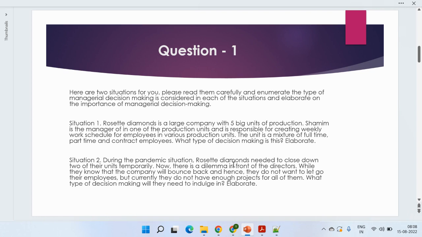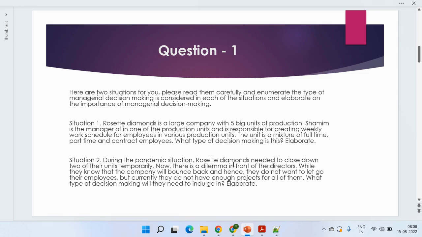The first situation is Roster Diamonds, a large company with 5 units of production. Shamim is a manager in one of the production units and is responsible for creating the weekly work schedule for the employees in various production units. The unit is a mixture of full-time, part-time, and contractual employees. What type of decision making is this? Elaborate. So the very first situation is basically about a weekly or daily basis of tasks which employees are doing, just keeping track and making decisions of that kind. So we need to write about that.